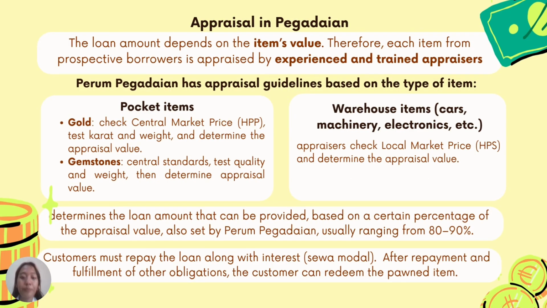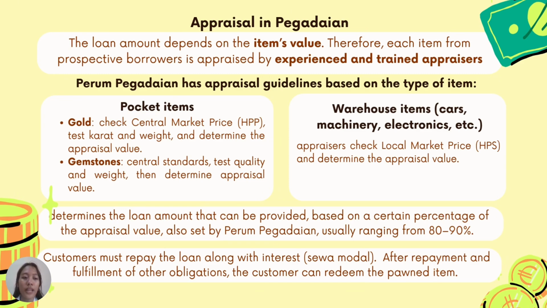Then pawn loans require the submission of items as collateral, and the loan amount depends on the item's value. So each item from prospective borrowers is appraised by experienced and trained appraisers. And Pegadaian has appraisal guidelines based on the type of item.